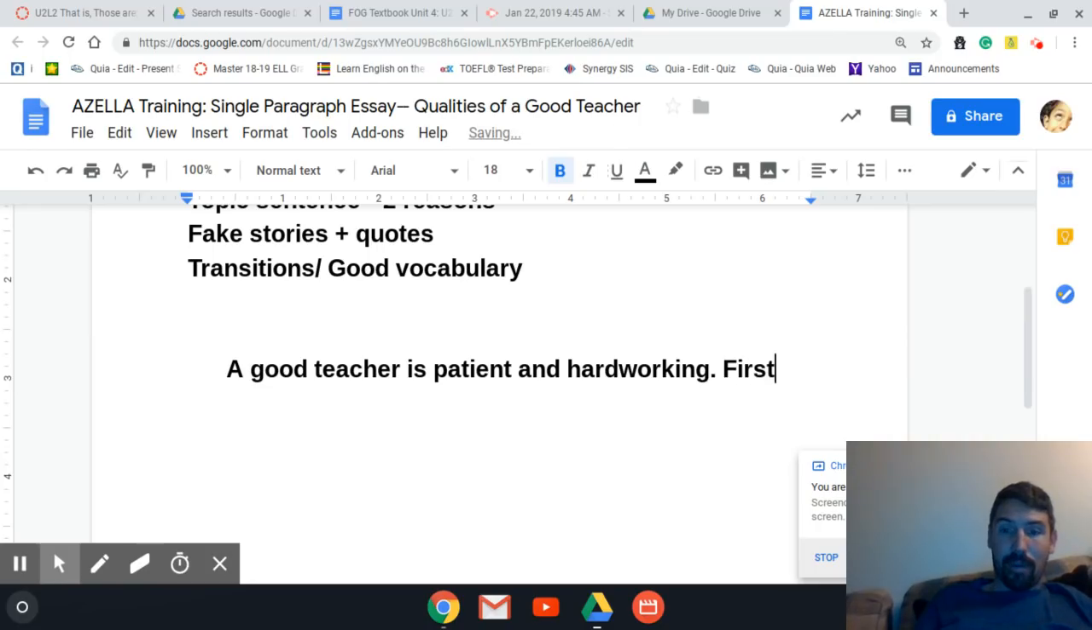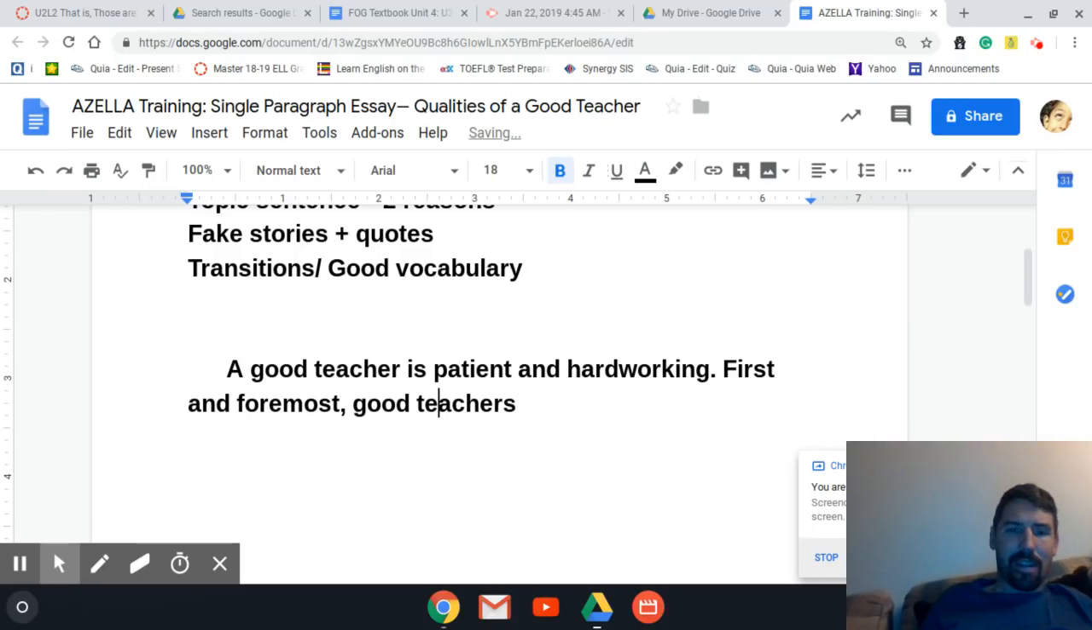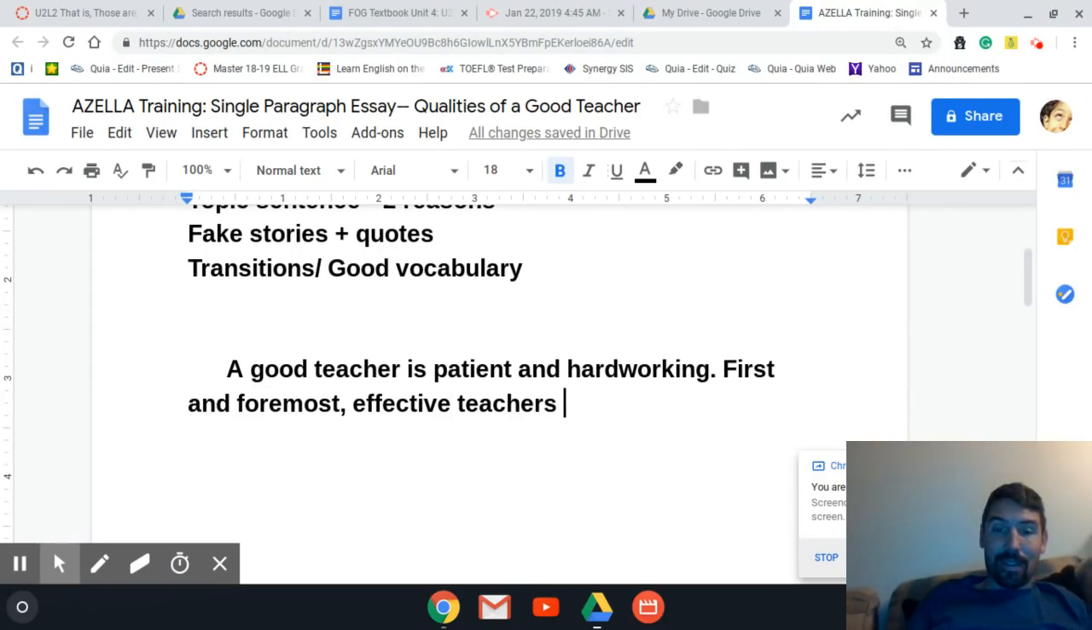How about if I start with this first? You already know first comma, second comma, third comma. So how about this one? First and foremost. Foremost means most important. First and foremost, good teachers. What's another word for good? How about effective teachers? Do you like that? No, Mr. Lang, I don't like it. I love it. Effective teachers are, I'm going to go with the first thing that I talked about, patient. By the way, starting a sentence like this helps me as the writer to be organized.